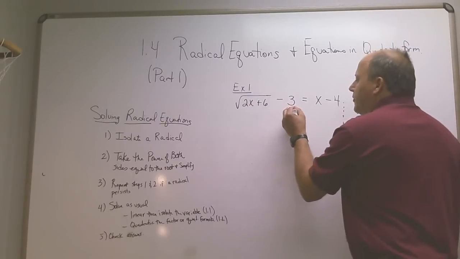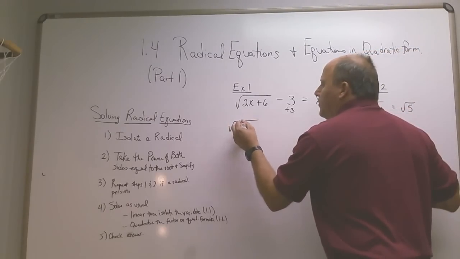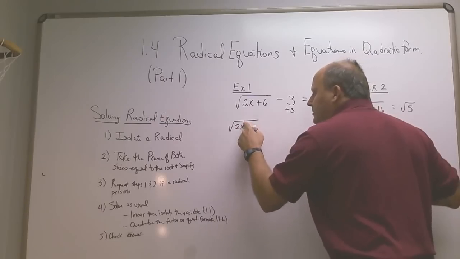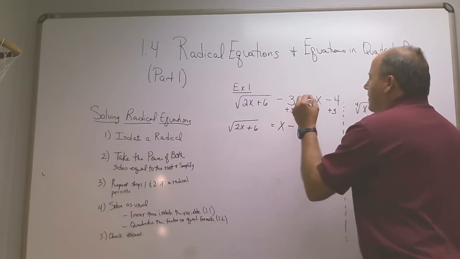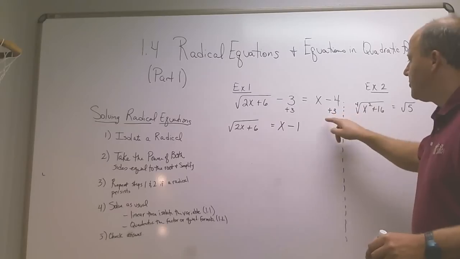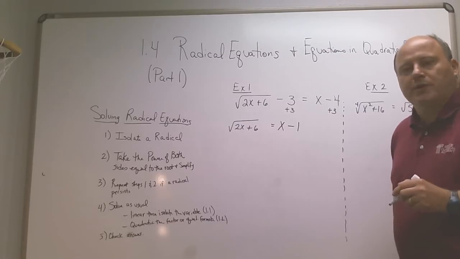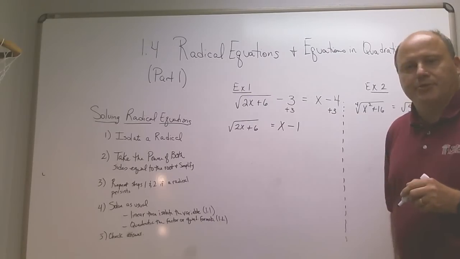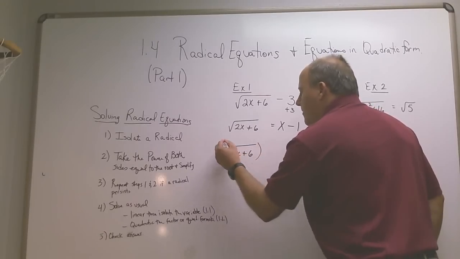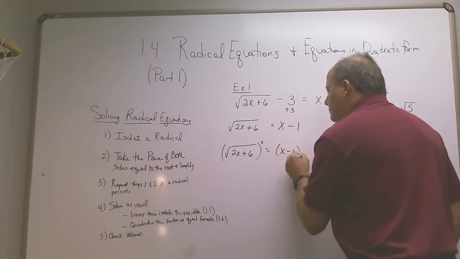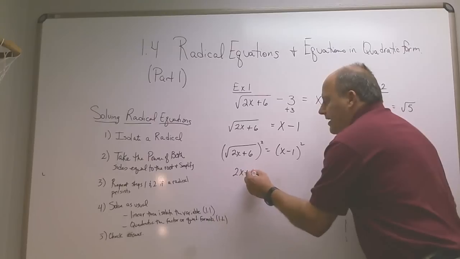We're going to move this 3 over here, and we have the square root of 2x plus 6, and that equals x minus 1, because negative 4 plus 3 is a minus 1. So we have the square root of 2x plus 6 equals x minus 1. The square root is now isolated, so I can jump down to step 2. We will square both sides, and that gets rid of the radical. So that'd be 2x plus 6, because the radicand is what's left.